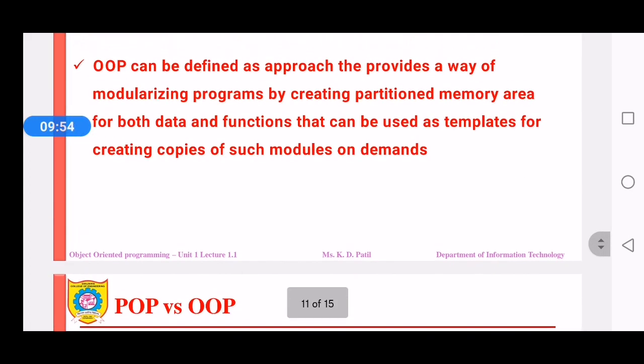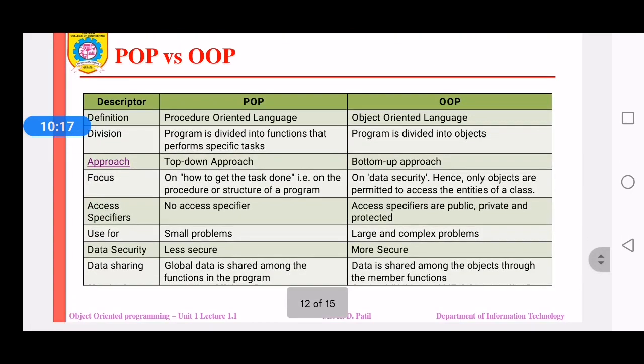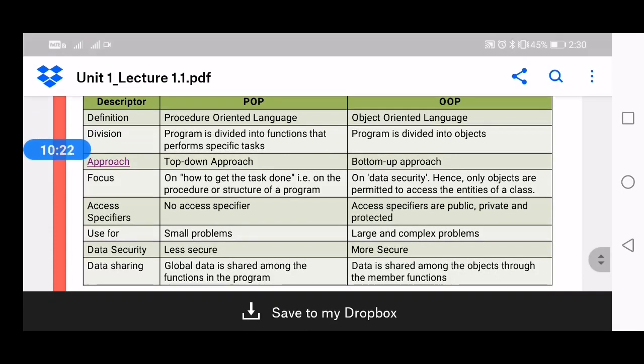Let us define object-oriented programming. Object-oriented programming can be defined as the approach that provides a way of modularizing programs by creating partitioned memory area for both data and functions that can be used as templates for creating copies of such modules on demand. Let us differentiate procedure-oriented programming and object-oriented programming.